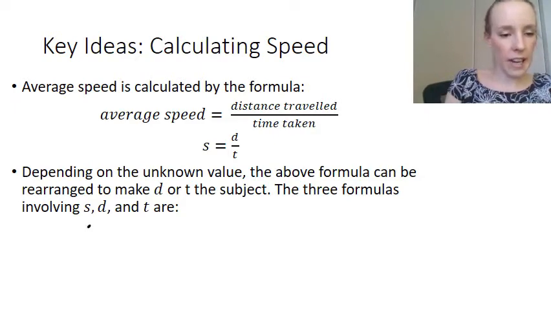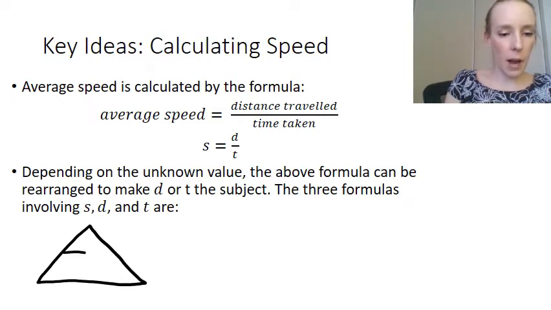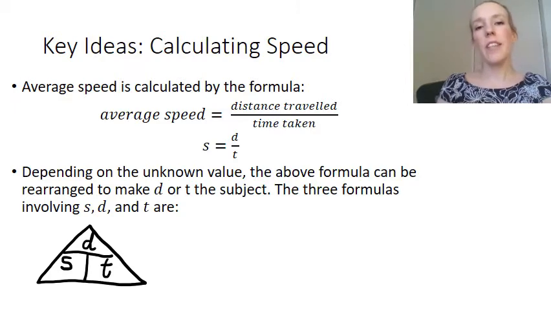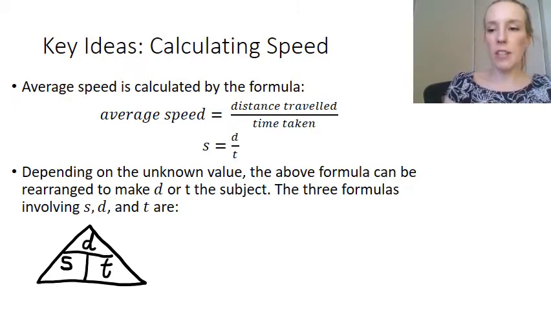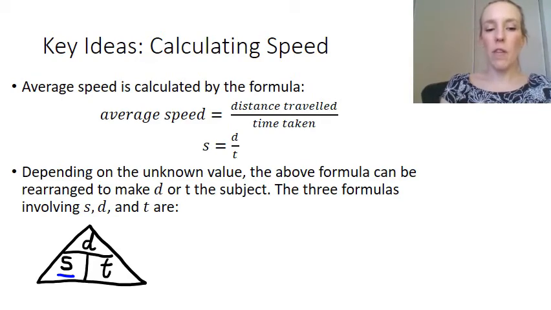There's a handy trick here that I learned. If you draw up a triangle and divide it into 3, we'll have an S down here for speed, a D up here for distance, and a T down here for time. We can use that little triangle to help us rearrange this formula. For instance, if we want to find speed, I'm going to circle it, underline in blue. We cover that up and look at what's left. We've got D over T, so that's our formula for speed: speed equals distance over time.